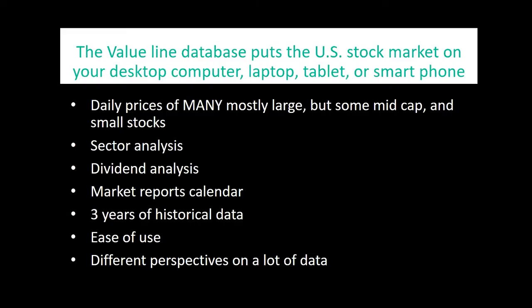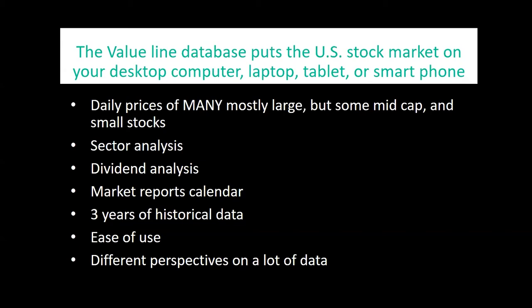So the Value Line database puts the U.S. stock market on your desktop computer, on your laptop, on your tablet, or smartphone. It updates the daily prices of mostly large, but some mid-cap stocks. It offers sector analysis, analysis of different industries like automotive, advertising, banking. It also lists the different dividends of the individual stocks, and you can explore dividends at different levels.